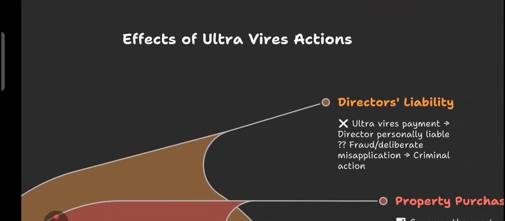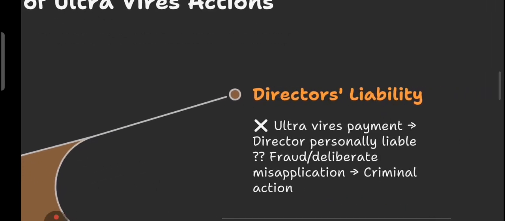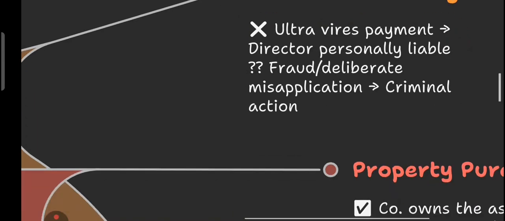Now, what is the effect of an ultra vires action? So now that we know what ultra vires means, let's see what happens when a company crosses its legal limit. First of all, director liability. If the director approves an ultra vires payment or act, they can be personally liable. Directors are personally liable if they approve it, right? If there is fraud, misapplication or misuse of funds, it may lead even to criminal action.